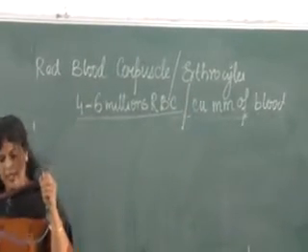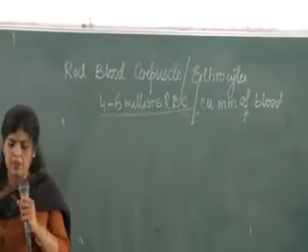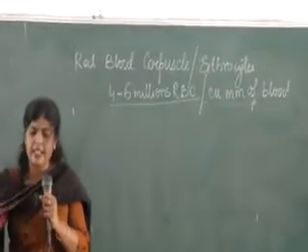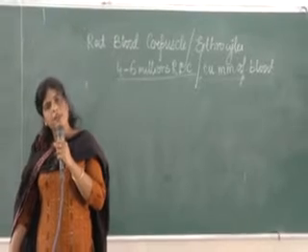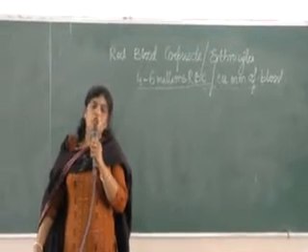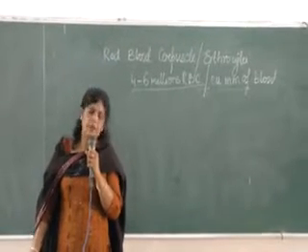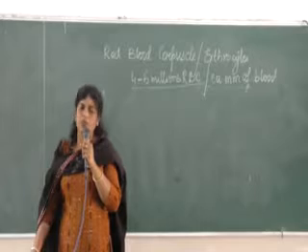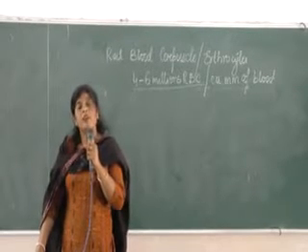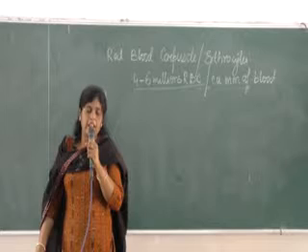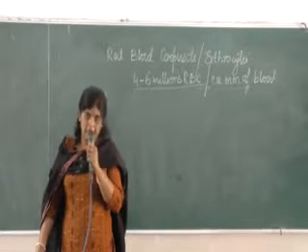RBCs, again, I'm going back a little bit. When we did the skeletal system, you saw that all kinds of blood cells are produced in our bone marrow, isn't it? So red bone marrow. Same here, RBC is produced in our red bone marrow. Of course, in the fetus, RBC is also produced by the liver.